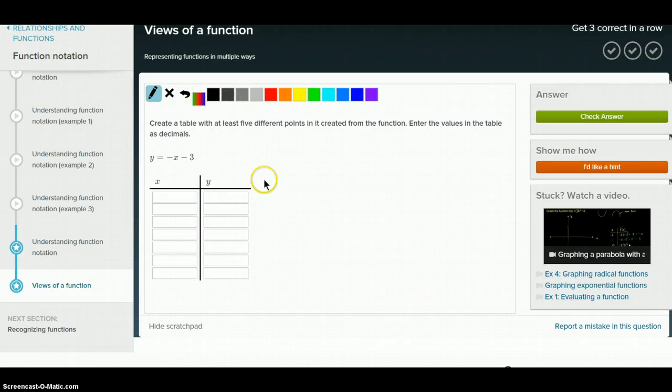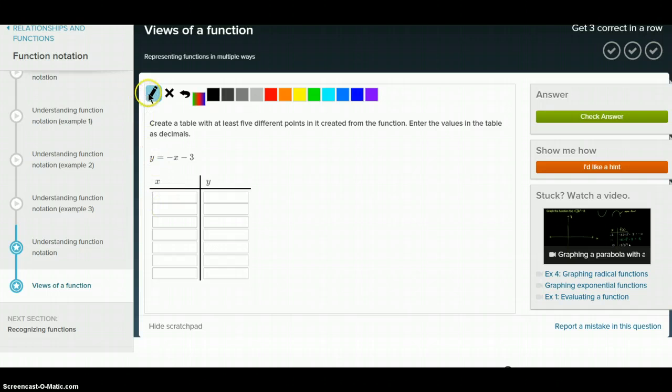Alright, so in this video we're looking at views of a function. We have an equation here, y equals negative x minus 3, and this is in the slope-intercept form, y equals mx plus b. It asks us to create a table with at least 5 different points that reflect this function.